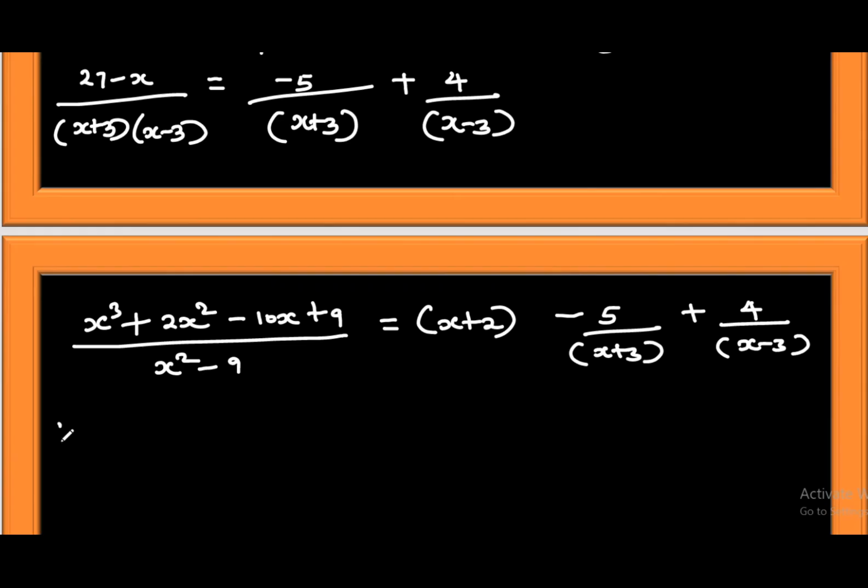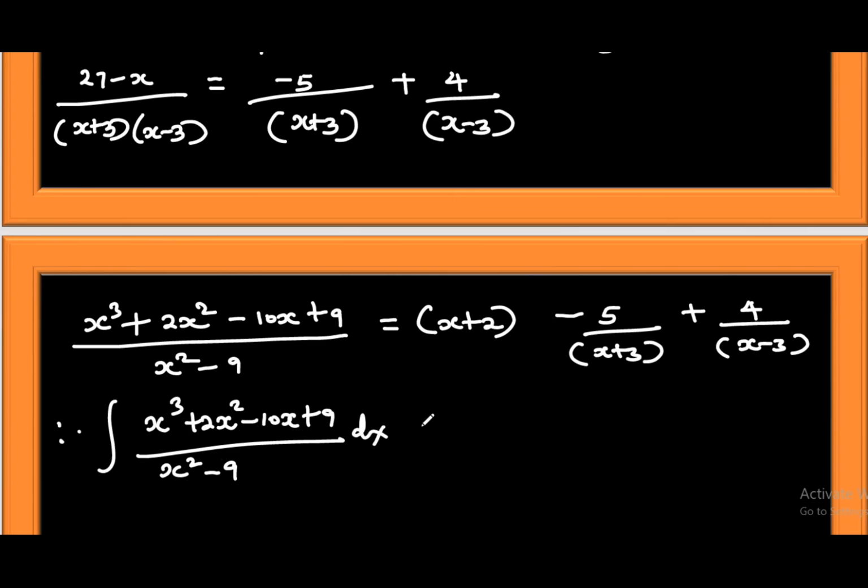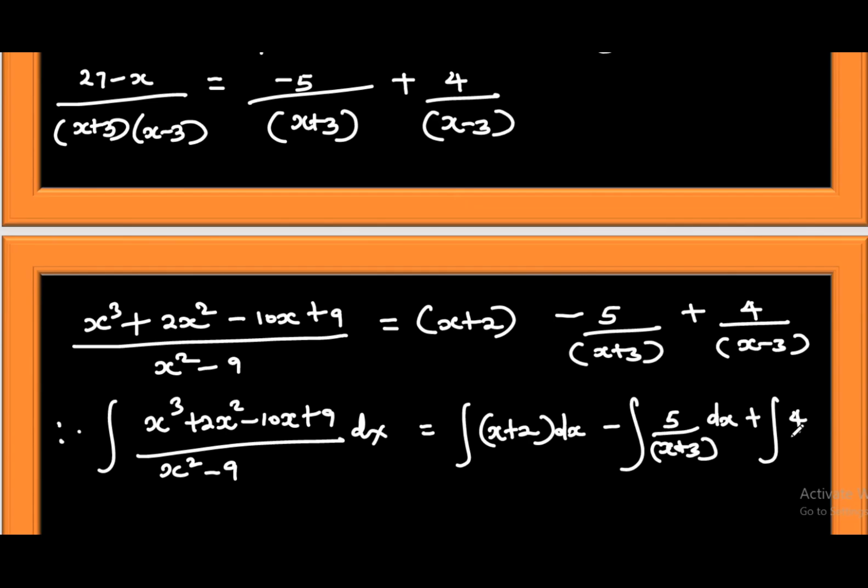So from there now, we can conclude that integral of x cubed plus 2x squared minus 10x plus 9 divided by x squared minus 9 with respect to x is equals to integral of x plus 2 with respect to x minus integral of 5 out of x plus 3 with respect to x, and then plus integral of 4 out of x minus 3 with respect to x.